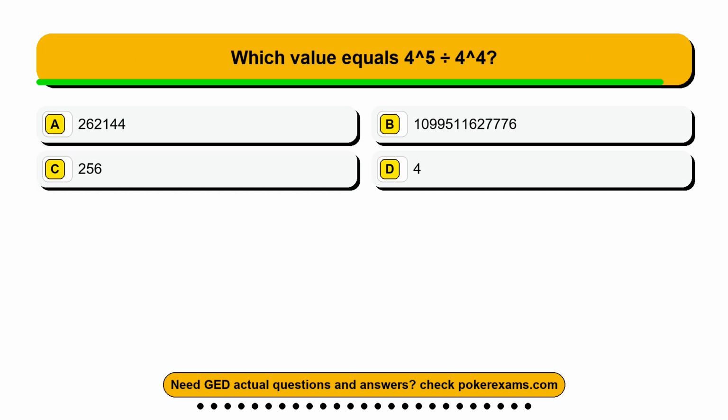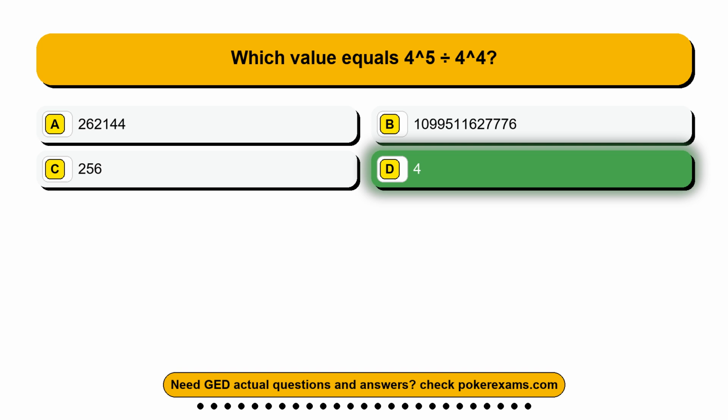Question 12. Which value equals 4 to the power of 5th divided by 4 to the power of 4th? Option A, 262,144. Option B, 10995116277776. Option C, 256. Option D, 4. The correct answer is option D, 4.